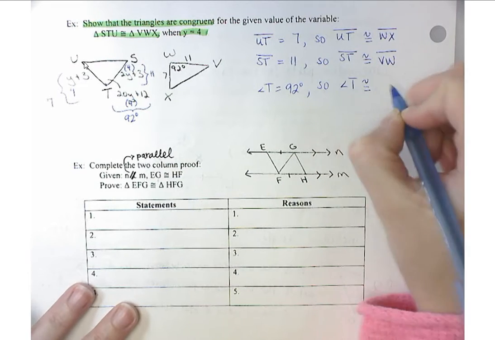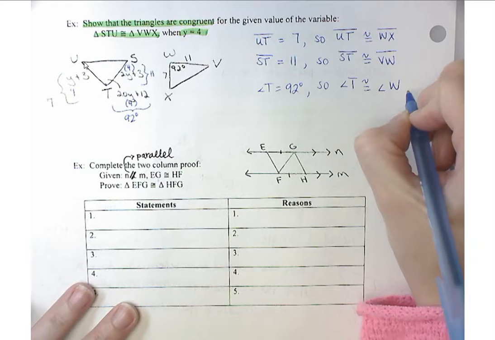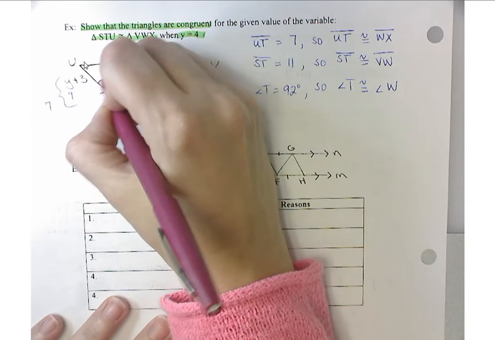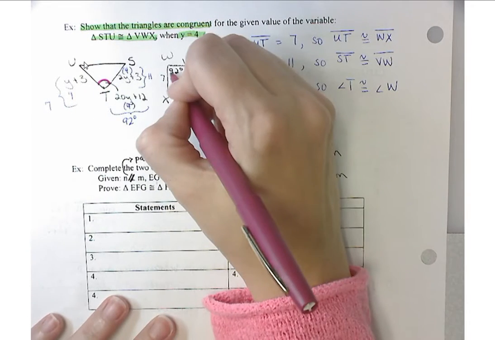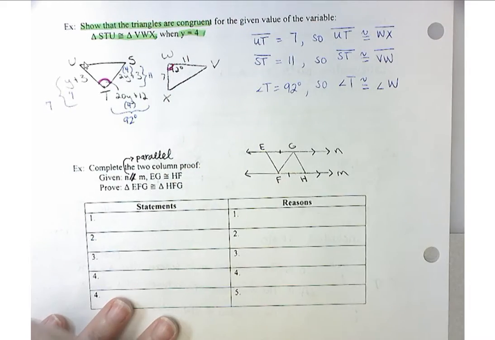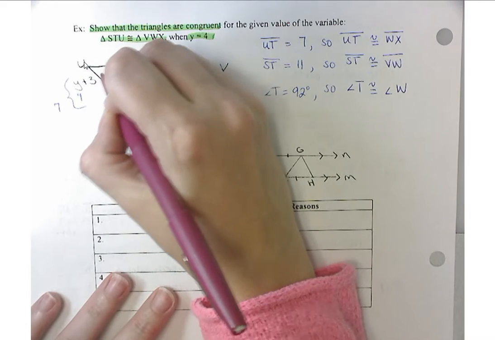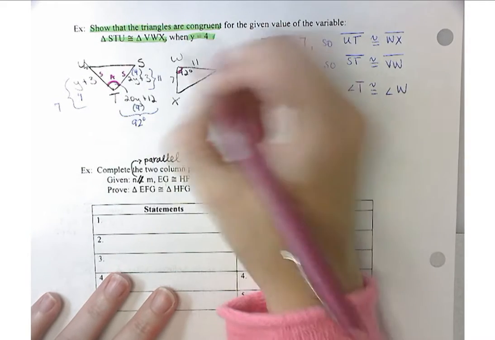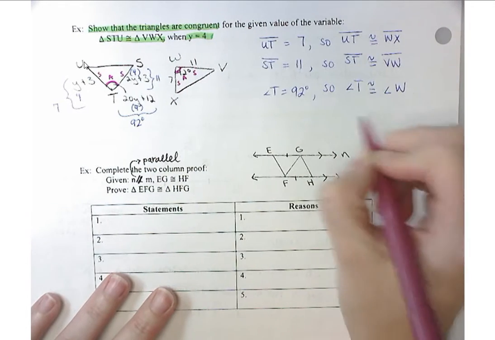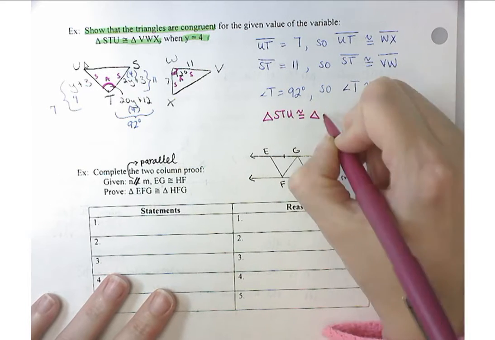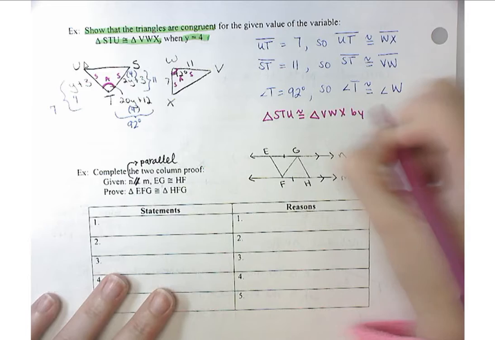So remember, our whole goal is to show that we have some type of congruence, either SAS or SSS. Now, because those are the only two that we have right now, things are pretty nice because obviously if you have an angle, you're going to have side angle side, if you have the two sides and the included angle. So here, this is your side angle side. So then what we would say is triangle STU is congruent to triangle VWX by side angle side.